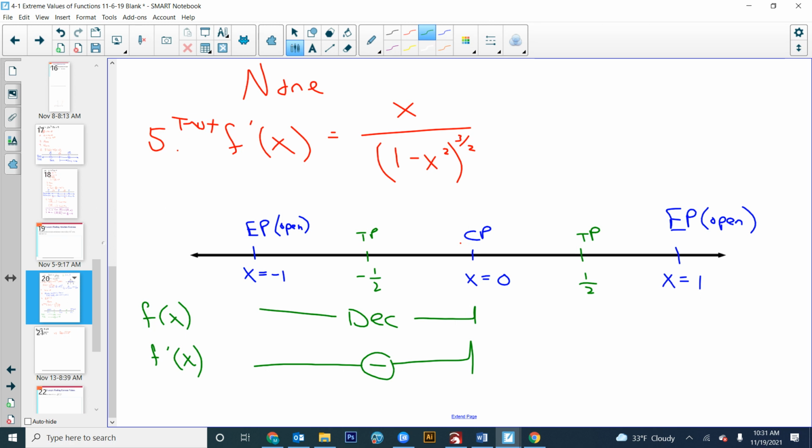Plus 1/2. Well, same, except for now the numerator is positive. So the derivative is positive, and that means f is increasing.